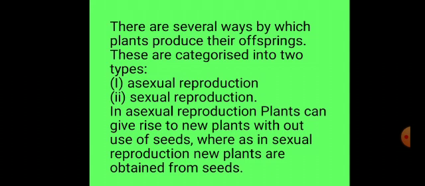Whereas in sexual reproduction, new plants are obtained from seeds. Have you observed sugar cane? Have you observed the seeds? No. By the process of stem cutting, new plants arise, as with hibiscus. If we cut that branch or stem and bury it into the soil, it grows into a new individual. It is asexual reproduction, as there is no use of seeds. Some plants give rise to new plants with the use of seeds. That is called sexual reproduction.